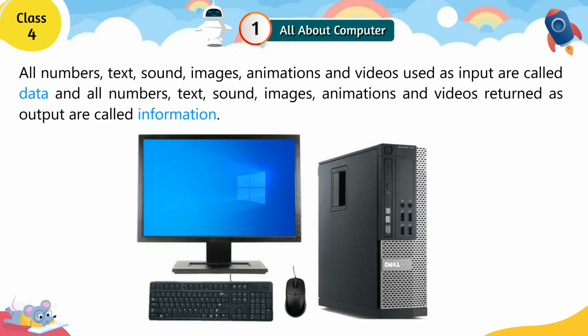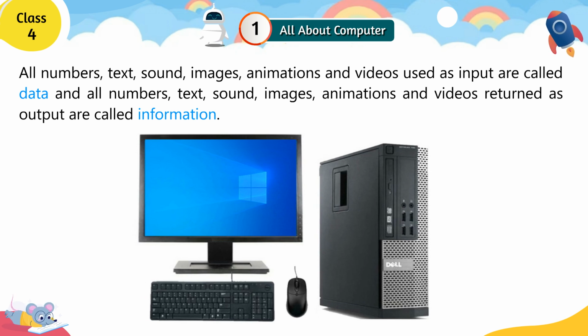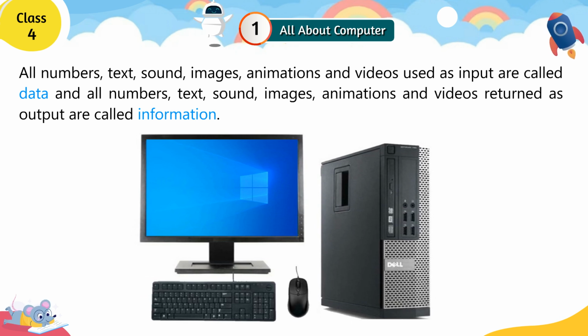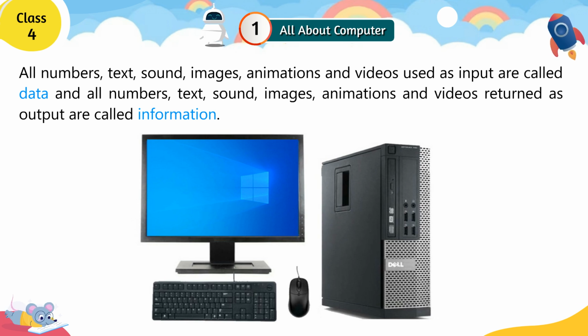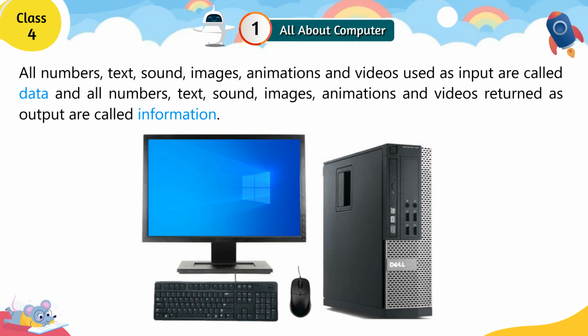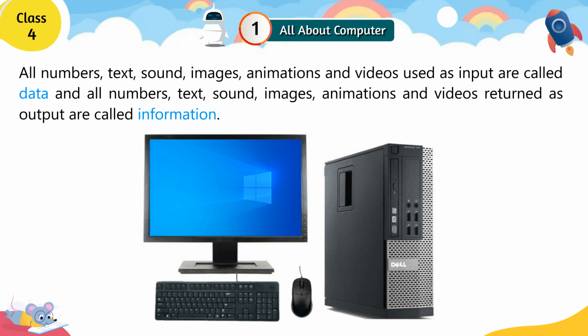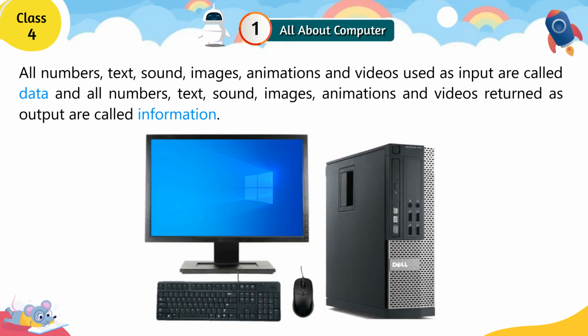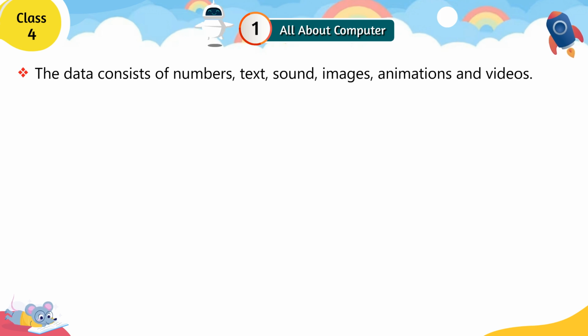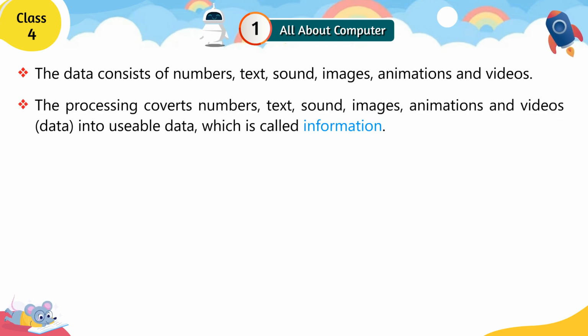All numbers, text, sound, images, animations and videos used as input are called data, and all numbers, text, sound, images, animations and videos returned as output are called information. The data consists of numbers, text, sound, images, animations and videos. The processing converts data into usable data, which is called information.